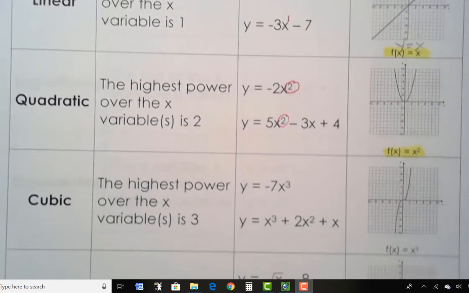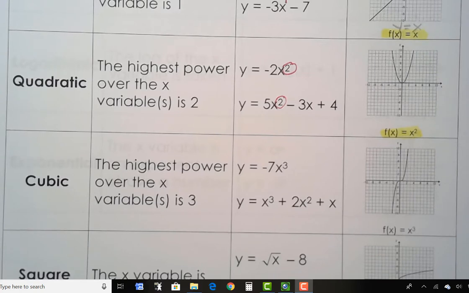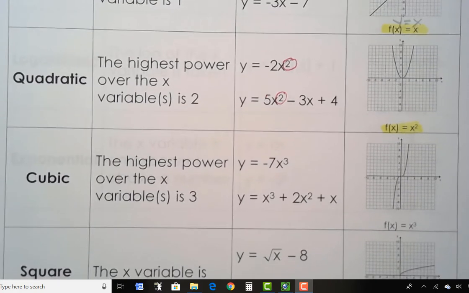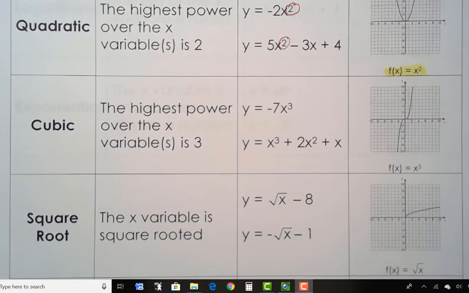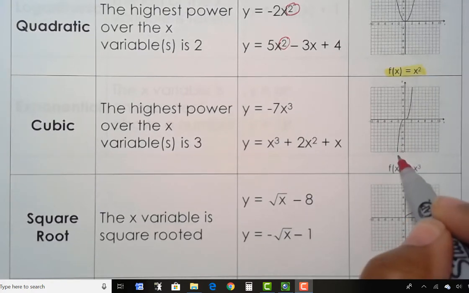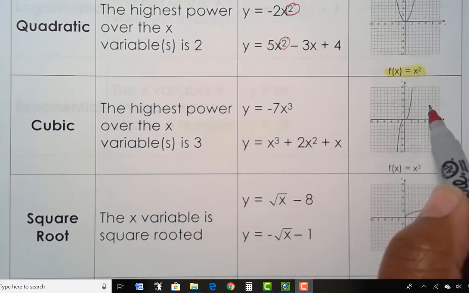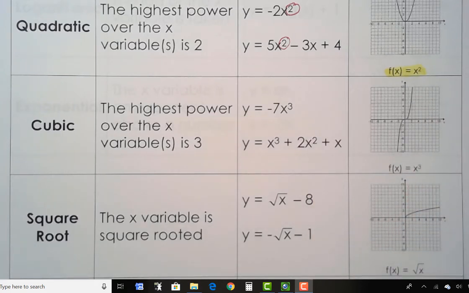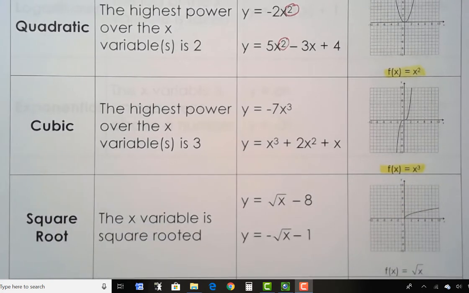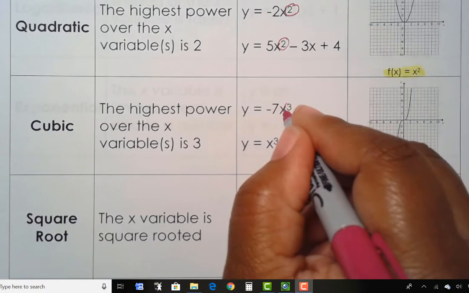A cubic function. The highest power of the variable x is 3. Look at the shape of the graph, where the higher the power, the more it starts to curve. We have our parent function f of x is equal to x cubed. And remember, the highest power is 3.